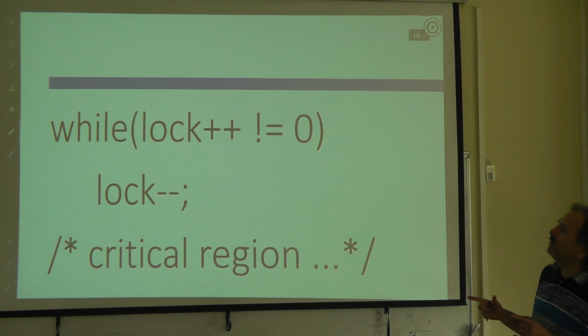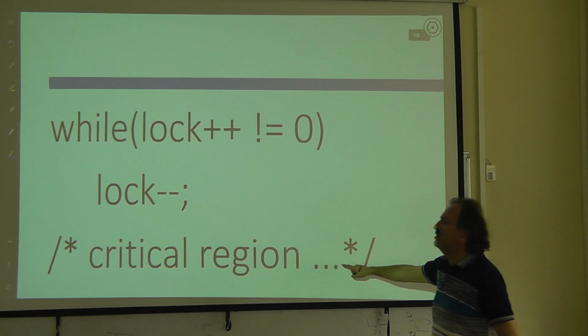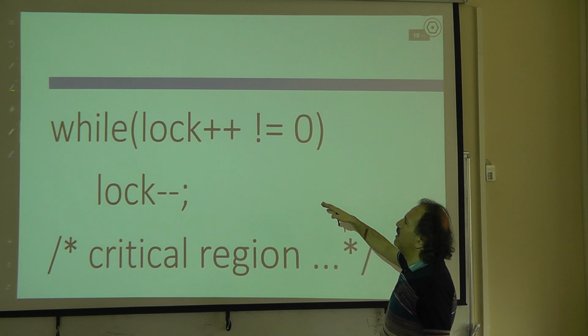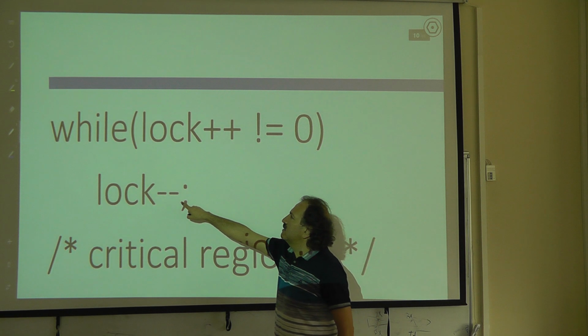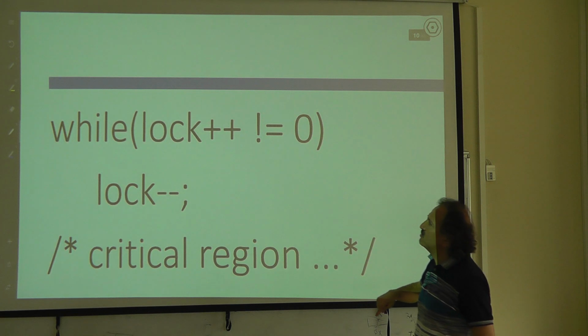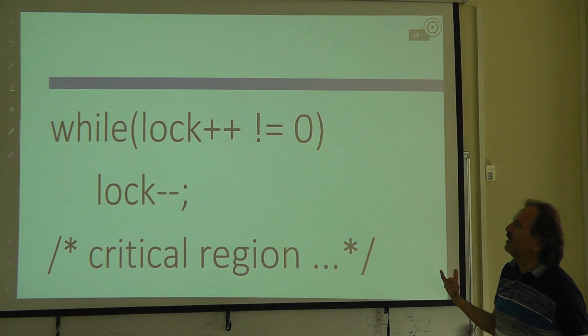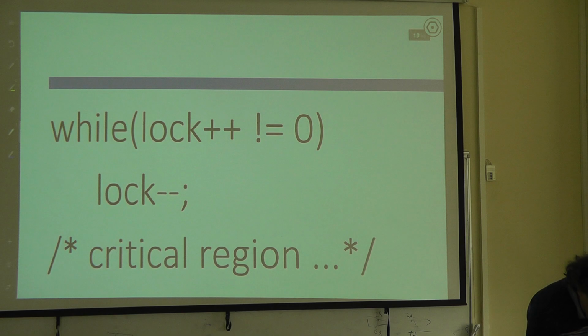It takes the value of lock, right? And if it is not 0, then it quits the loop. Understand this? It tries to increment the value of lock, and if the initial value of lock is 0, then it quits the loop and it enters the critical region. But if the value of lock is not 0, then it decrements it and it keeps doing the same thing. So it is trying to do it in a single instruction, right? I mean, just a single statement like that.